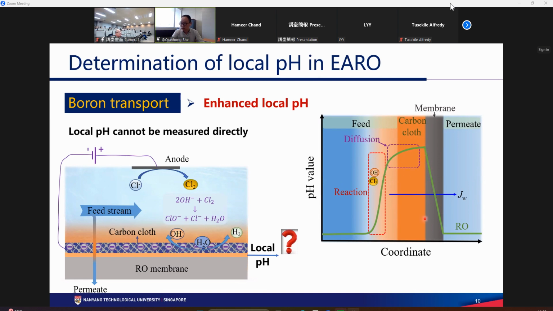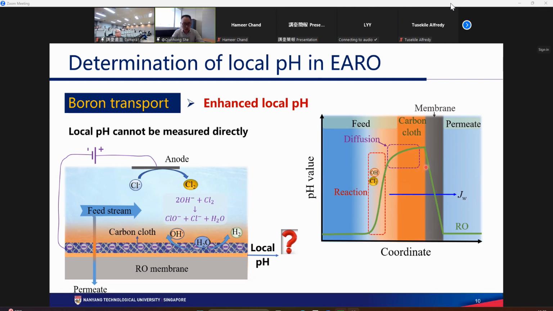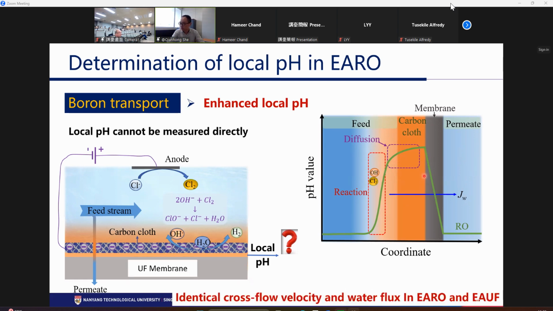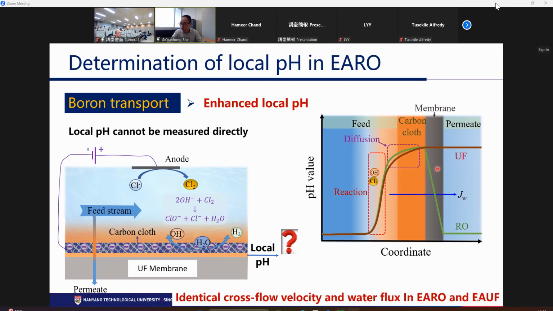The ion membrane, although the hydroxide ion is very small, can still reject a certain amount of the hydroxide ion. So on the permeate side, the hydroxide ion concentration will reduce. If we directly measure the permeate pH, it cannot reflect the actual local pH on the feed side. So we use another membrane, a UF membrane, to replace the ion membrane. The UF membrane cannot reject the salt ions, especially the hydroxide ion. So we just measure the permeate pH, and this permeate pH can indirectly indicate the local pH on the membrane surface, approximately.